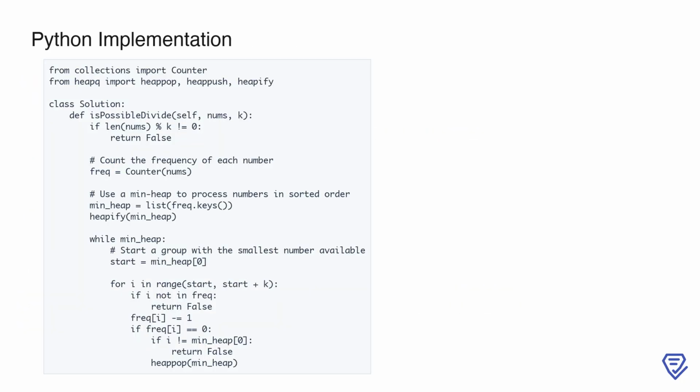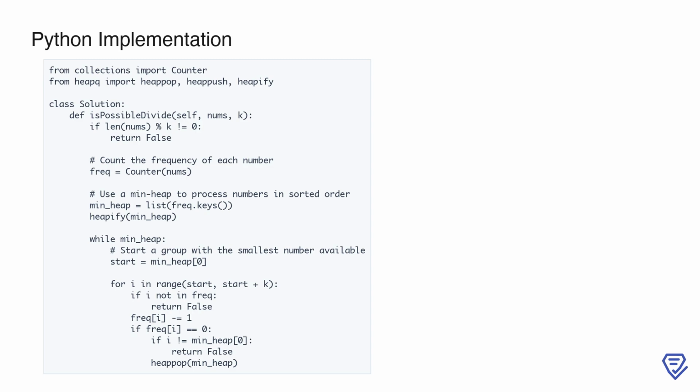Here, we start by importing the necessary modules: Counter from the collections library to count the frequency of elements, and heapq for working with a min-heap. Inside the isPossibleDivide function, the first check ensures that the total number of elements in the array is divisible by k. If not, we immediately return false since it's impossible to divide the array into groups of k consecutive numbers.